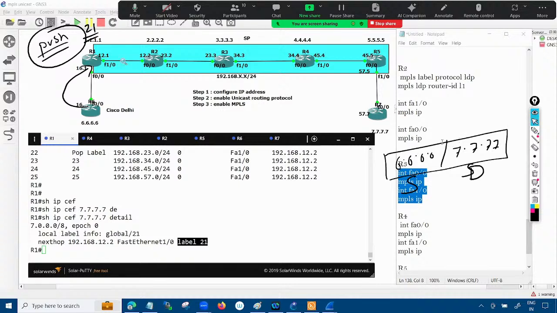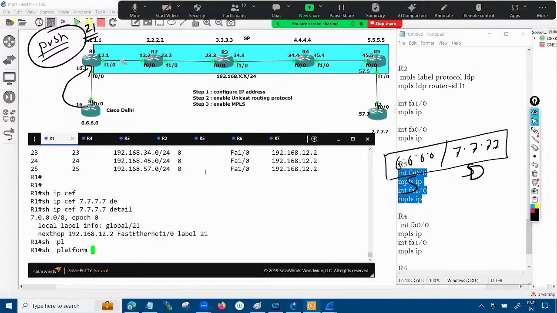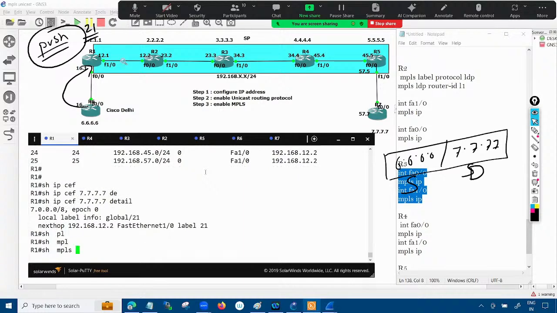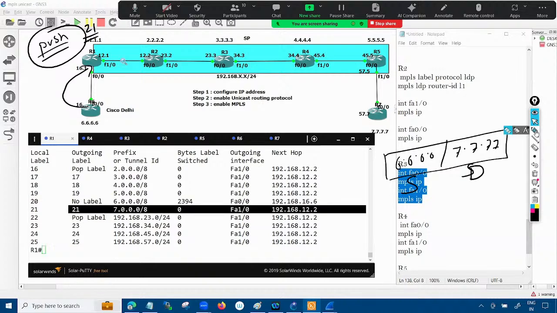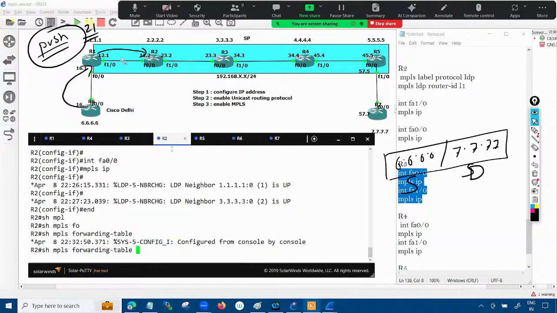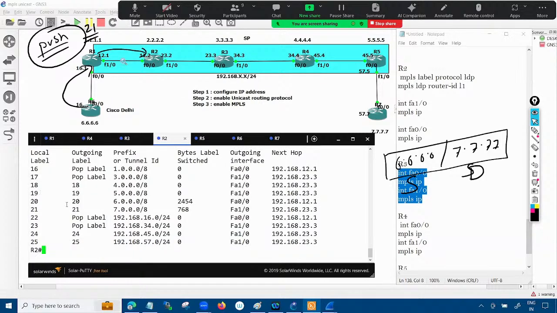Now, if you check the show MPLS forwarding table again, for 7.0.0.0, 21 is the outgoing label. So router 1 will send this packet to router 2 via interface 1/0. When router 2 receives the packet, what will router 2 do? In the same way, it checks the MPLS forwarding table. Router 2 will receive the packet with the label 21, so when I receive the packet for 7.0.0.0 with the label 21, I will replace 21 with 21 again. I will do the swap operation.